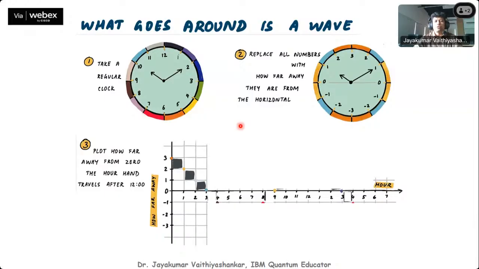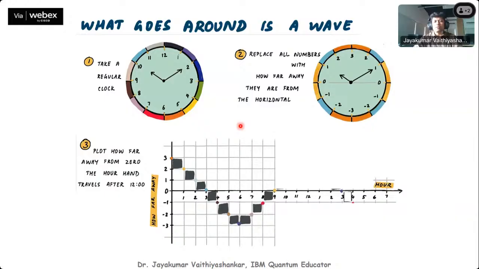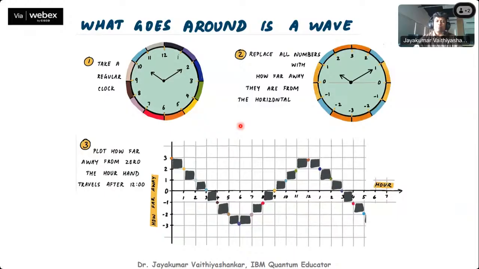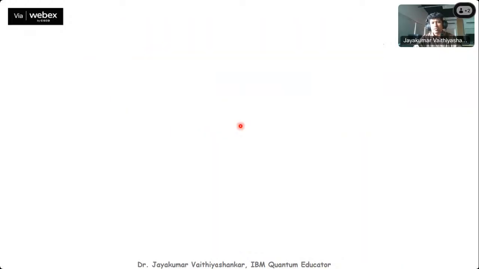So 12 o'clock means 3 o'clock means 0. Likewise, you map all these clock positions and you will get a waveform. This is periodic. Your clock acts periodically, and in the same way your qubit motion acts periodically. So it is traceable.